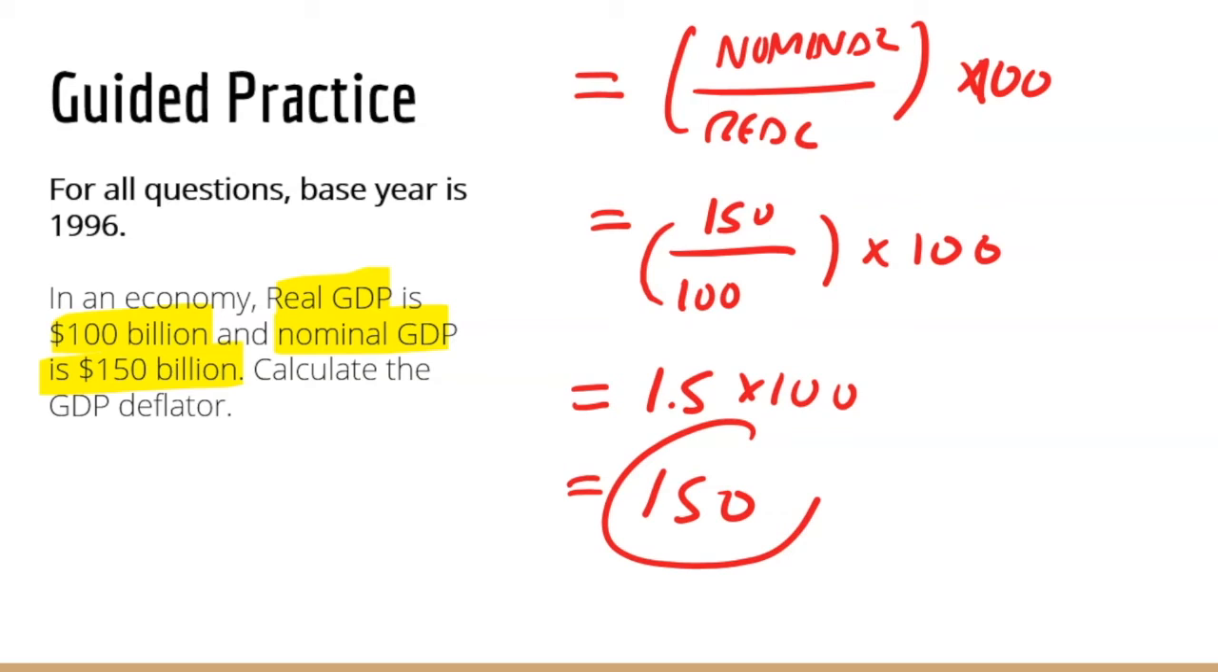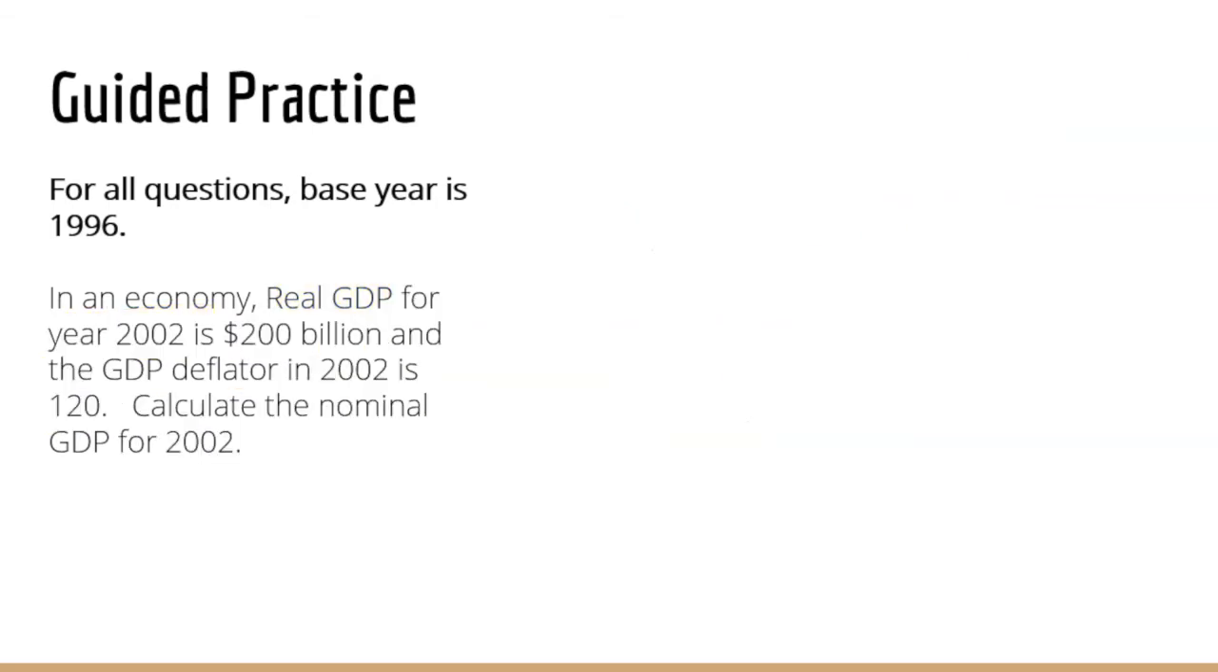It's an index number. All right, so what I want you guys to do again is to pause the video, figure out the nominal GDP for 2002, and then we'll move on. So pause the video, figure out the answer to this question, and then we'll go over it together.